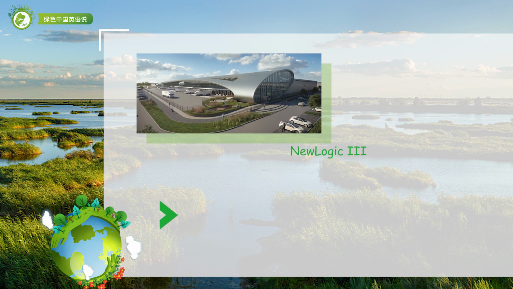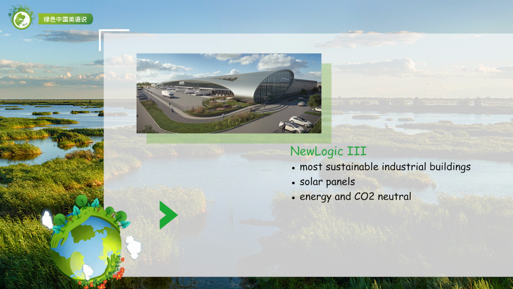Take the New Logic Third building, an office and a warehouse space on the outskirts of the Dutch city of Tilburg, for example. Judged one of the most sustainable industrial buildings in the world, its environmentally friendly features include solar panels that feed surplus energy into the grid, and toilets that flush with rainwater collected from the roof, making it both energy and carbon dioxide neutral.